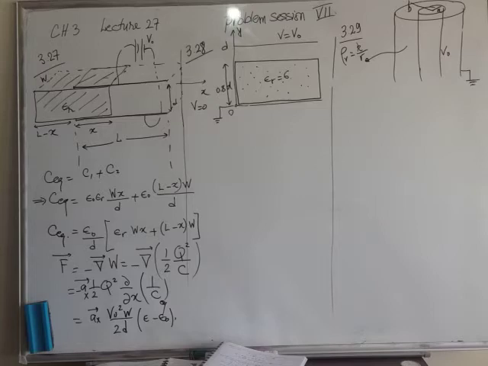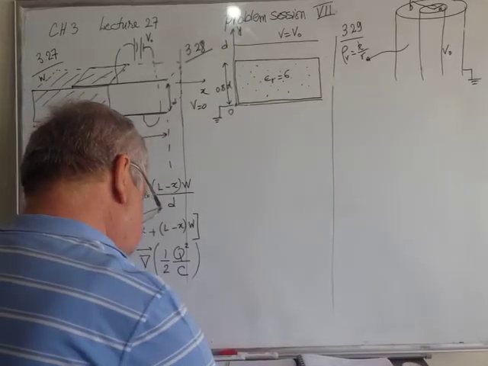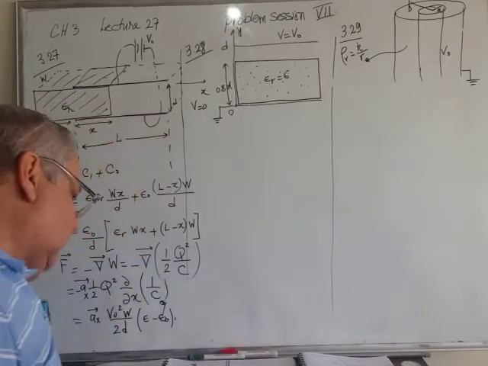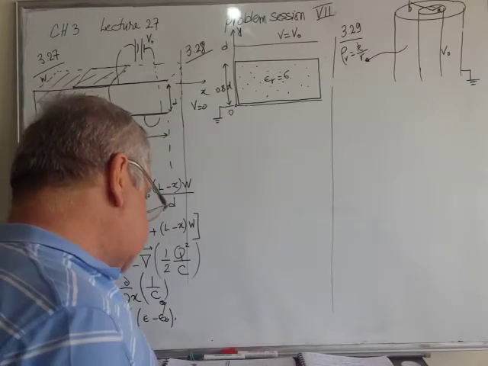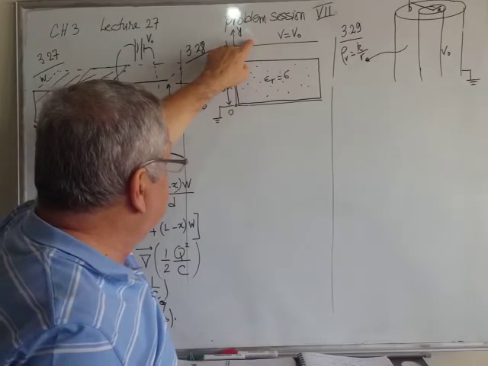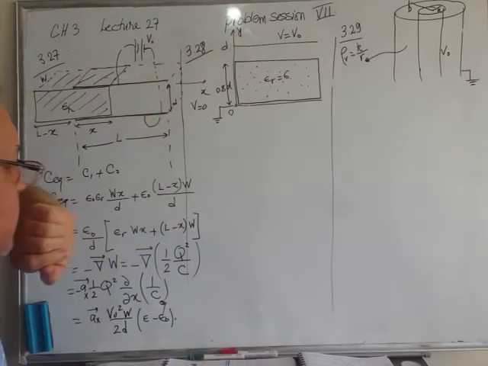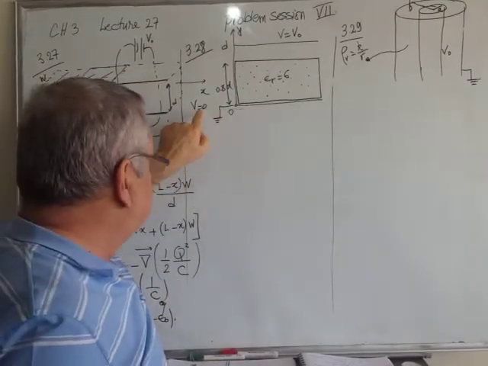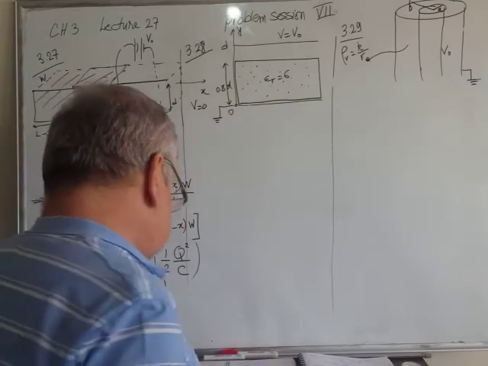In 3.28, the upper and the lower conducting plates of a large parallel plate capacitor are separated by a distance d, that is the distance t. This is the upper plate held at a potential V0, and that's the lower one held grounded, V equals 0.